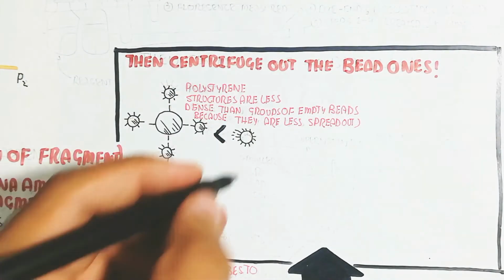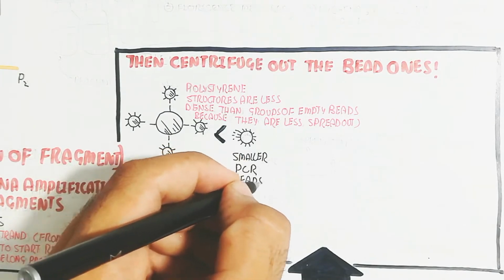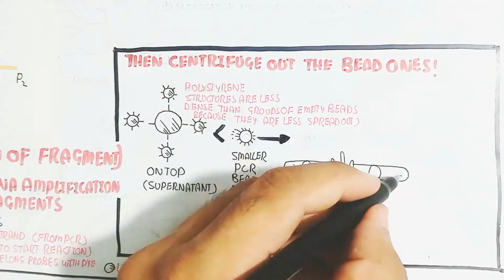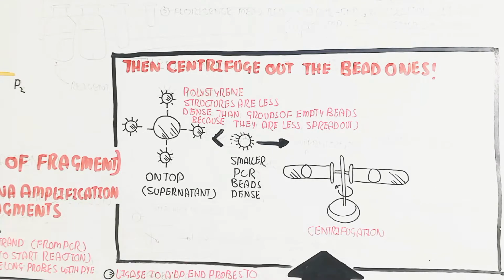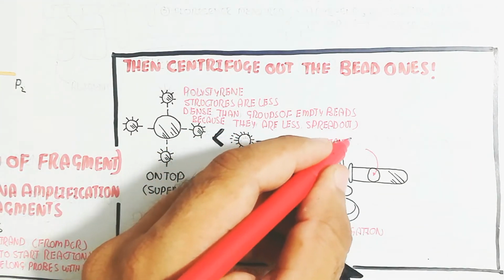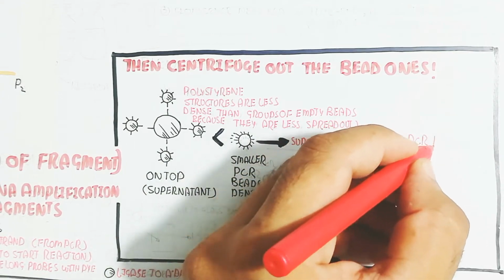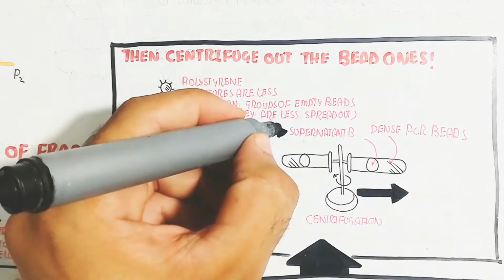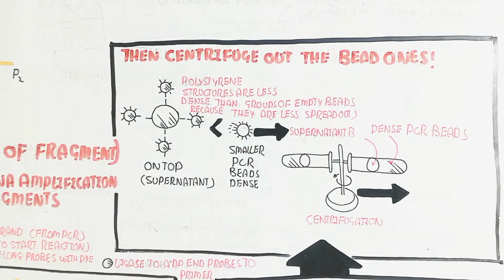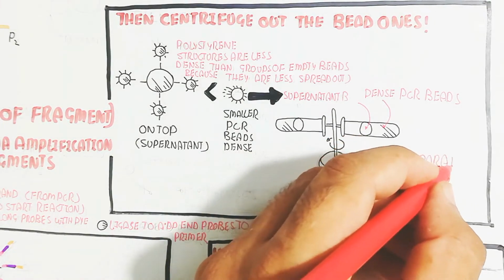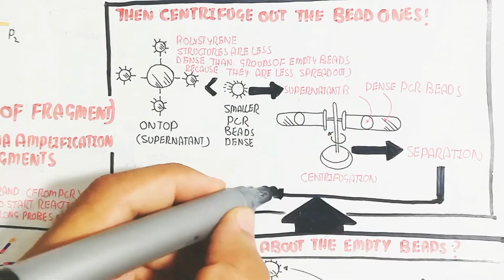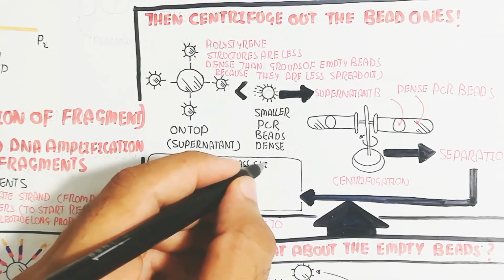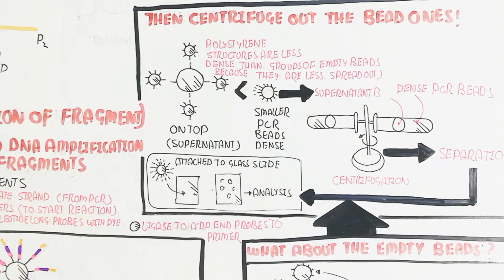So in this way, the smaller PCR bead will be dense, while the supernatant on top, containing polystyrene structures, is less dense and groups the empty beads because they are less spread out. So they will be moved out during the centrifugation of the sample. The dense PCR beads will be down, while those with both adapters, P1 and P2, with complete ligation of the adapter sequence, will move upward because they are lighter. And in this way, we can attach them to a glass slide for analysis.